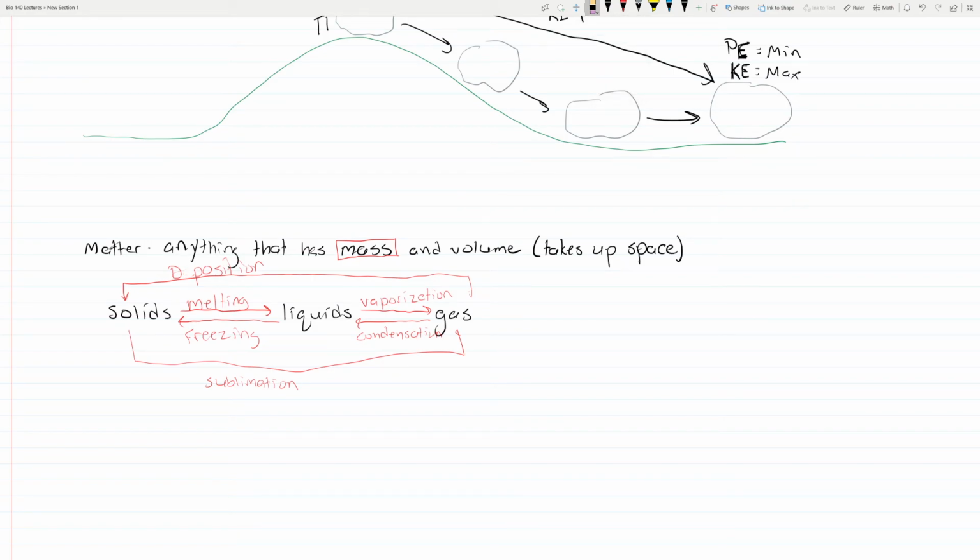Basically, you just need to do the D, deposition. Deposition. So those are the states of matter, and those are how we go from the different states of matter. Now we need to talk about this thing called mass, and then we'll be done.